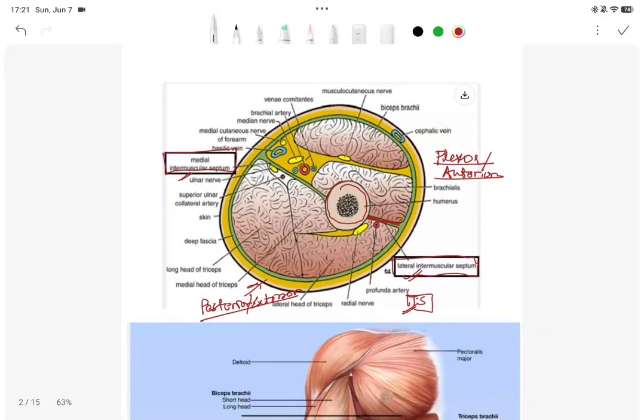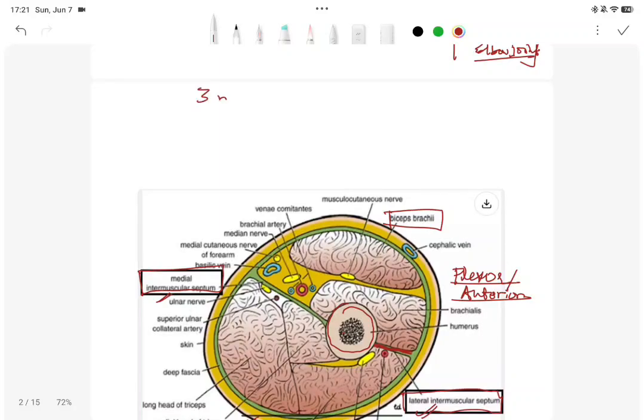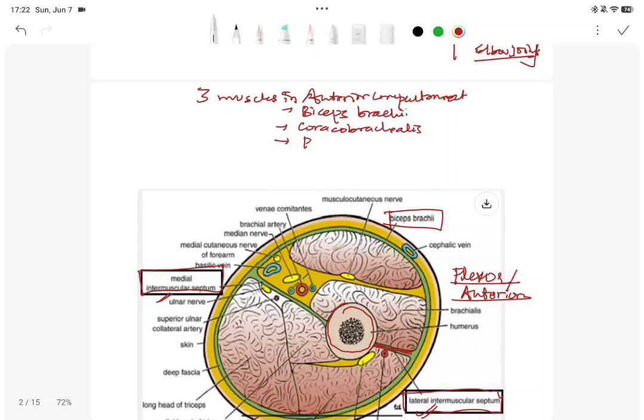So this is the outer biceps brachii. There are three muscles in the anterior compartment. There is biceps brachii, there is coracobrachialis, and there is the brachialis. And there is only one muscle in the posterior compartment of the arm, that is the triceps brachii.